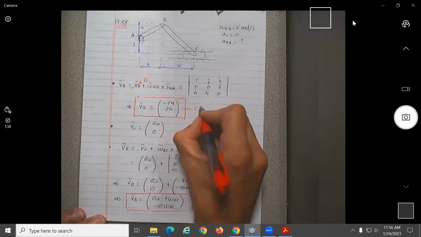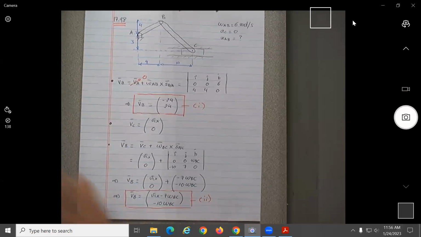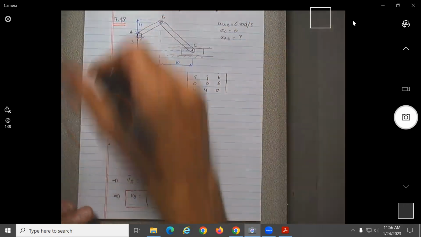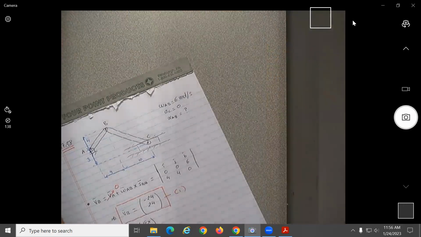Okay, so let's call this expression Roman 1, Roman 2. Basically, we follow the same procedure, no? We start from one point where we know everything, and if we can do that, we do it. Otherwise, we equate the velocity of one point from two different locations. Okay, so the procedure is working again. Last step will be to do what? Equate one to the other.